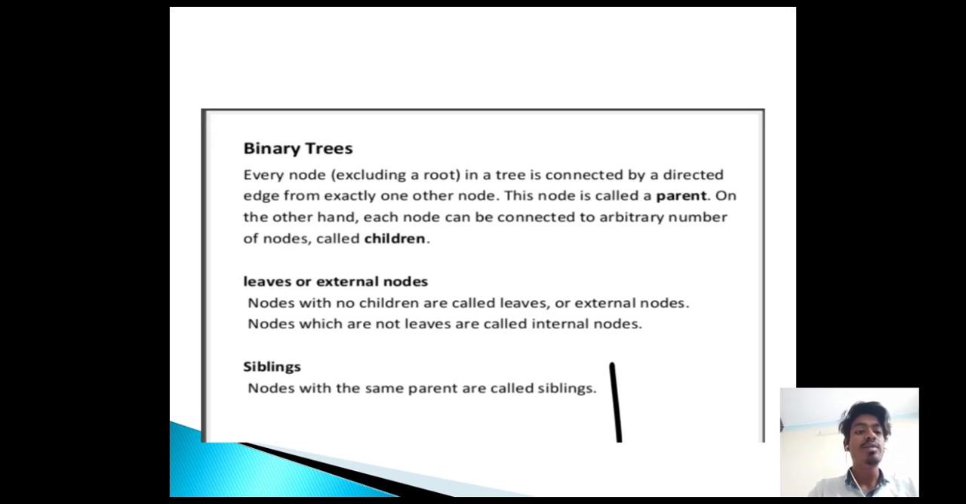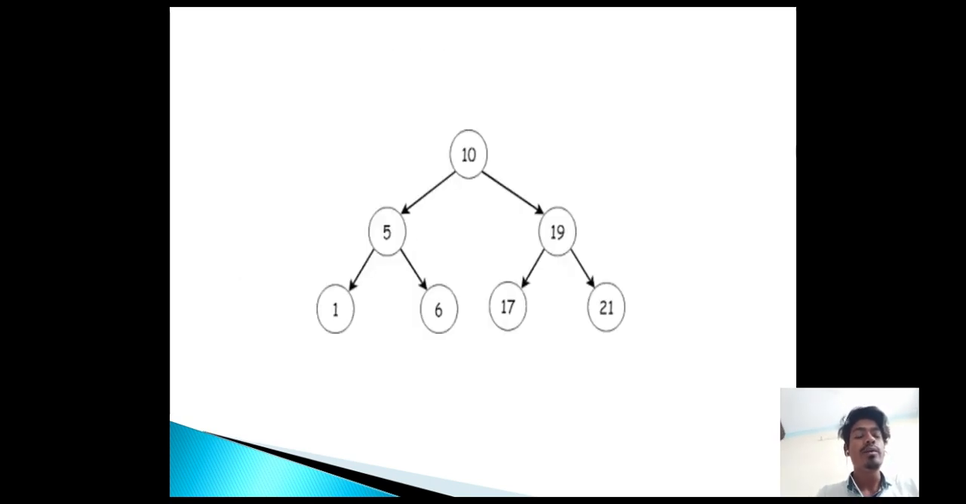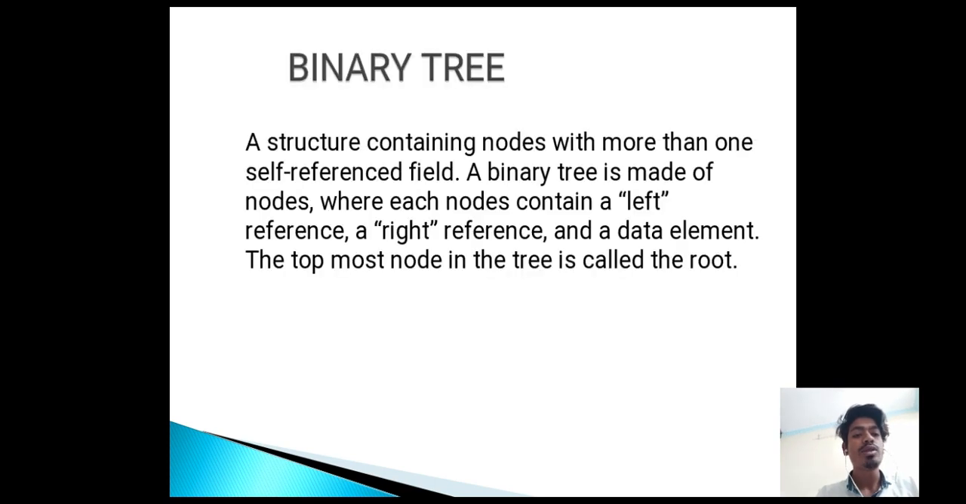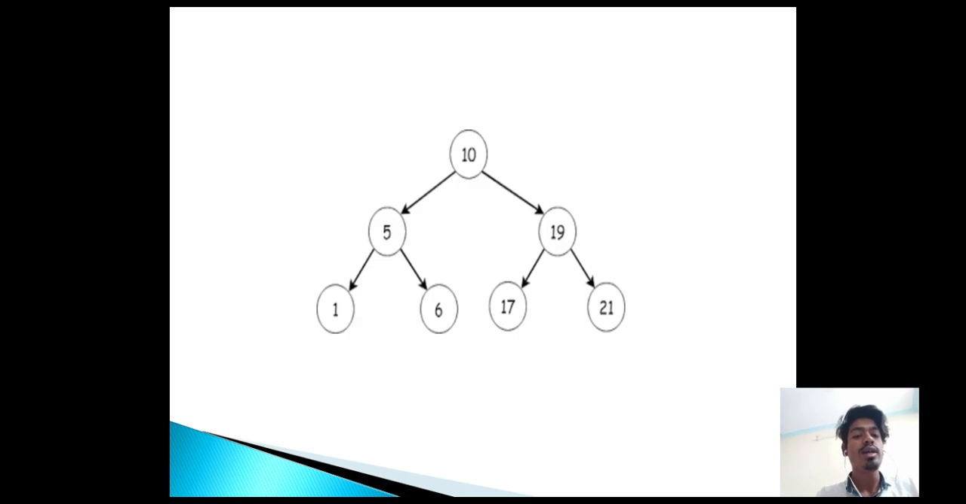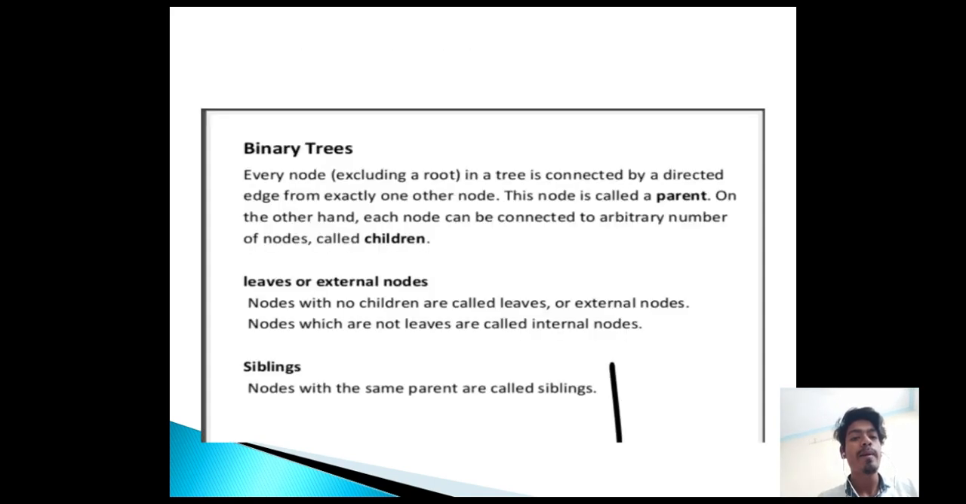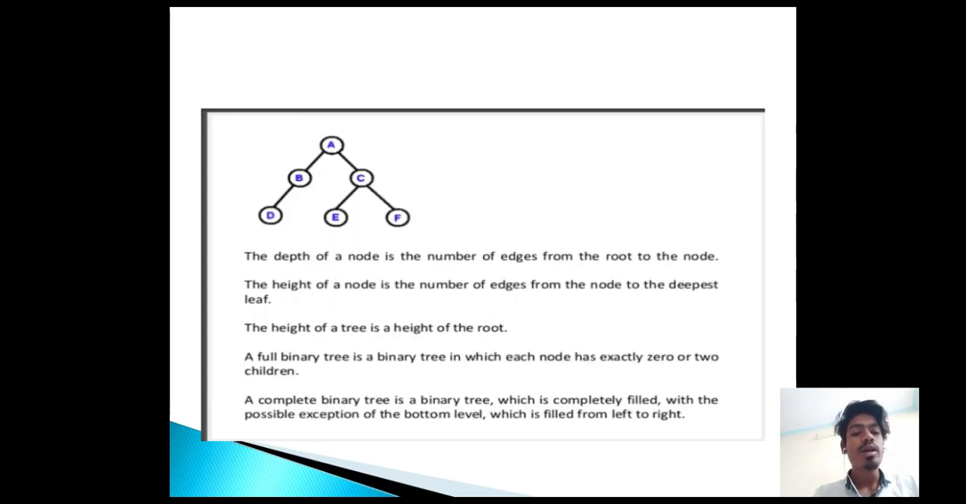So what are siblings? As I said before in the example, 17 and 21 are children of 19, so they are siblings. Nodes with the same parent are called siblings. Like 17 and 21 have the same parent 19, and 1 and 6 have the same parent 5, so they are siblings. Here also we can see that E and F are siblings because they have the same parent C.